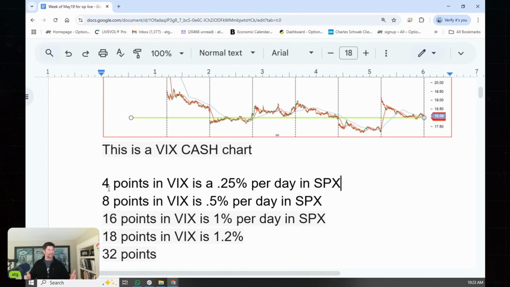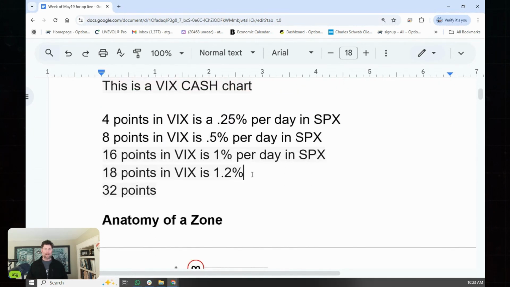And this is really how you start to learn to trade volatility and trade the range that's in front of you. Okay. A VIX 18 is 1.2% per day.